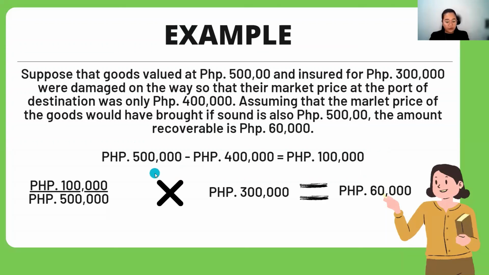So we have 500,000, which is the market price in sound state, minus 400,000, which is the market price in damaged state, is equal to 100,000, which is the depreciation. And now the 100,000 will be divided by 500,000, which is the market price in sound state, times the amount of insurance, which is 300,000, is equal to 60,000 pesos, which is the amount of recovery.